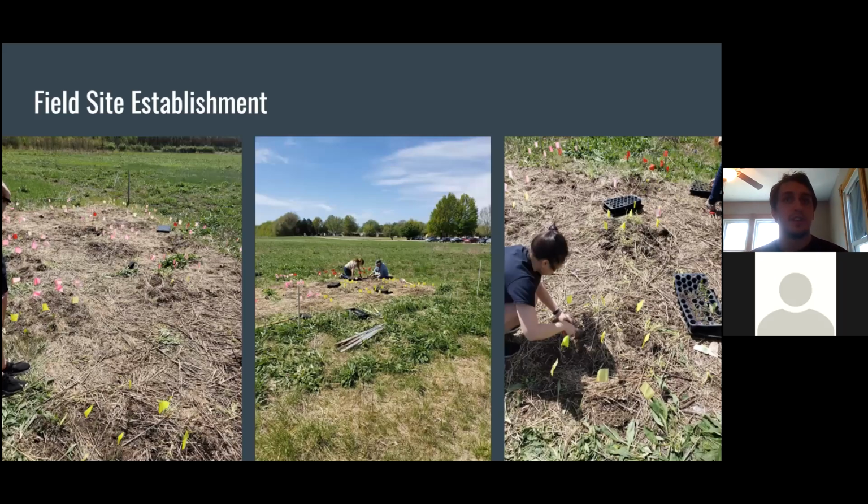Once the unwanted vegetation had been removed, we began flagging the site according to the diagram on the previous slide. Each species was replicated 6 times, totaling 18 plots. Each plot contains 9 individual plants of one species, coming to a total of 54 individuals per species. Once every plot was flagged, we began transplanting individual plants to their corresponding spots.